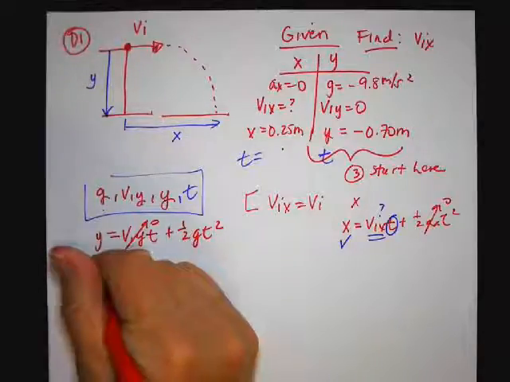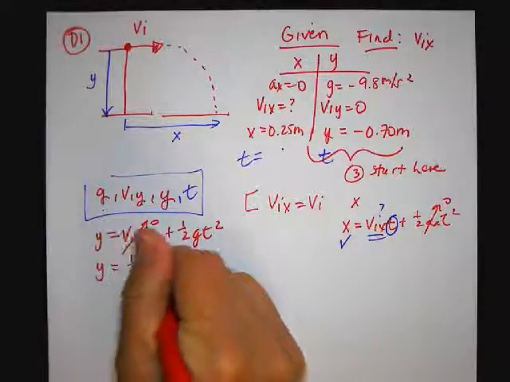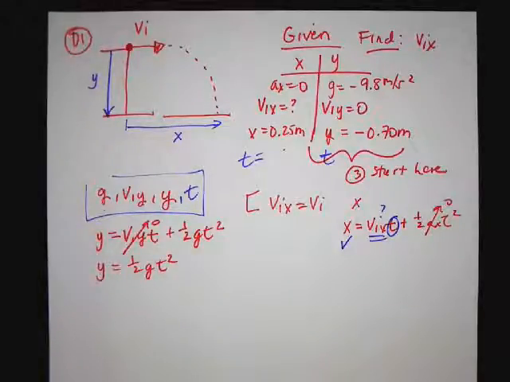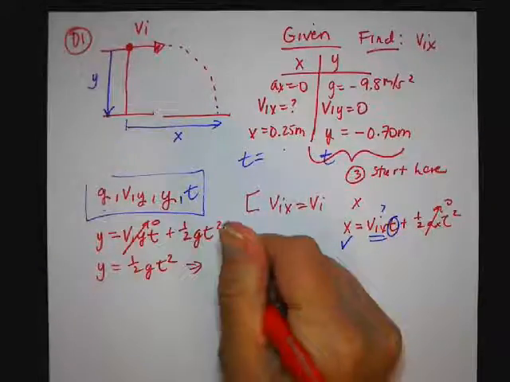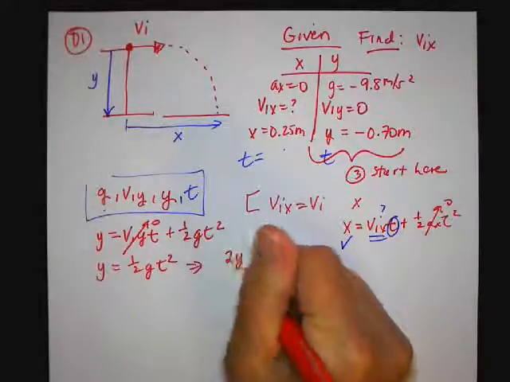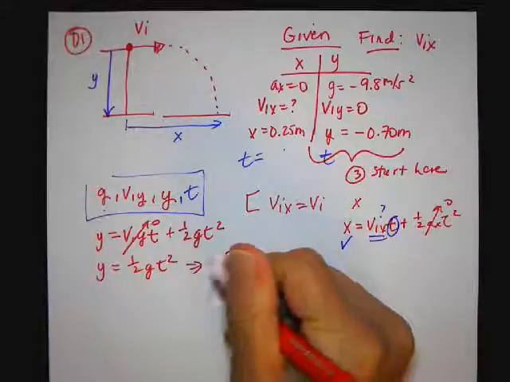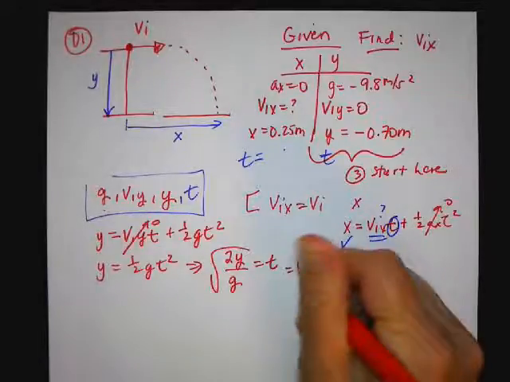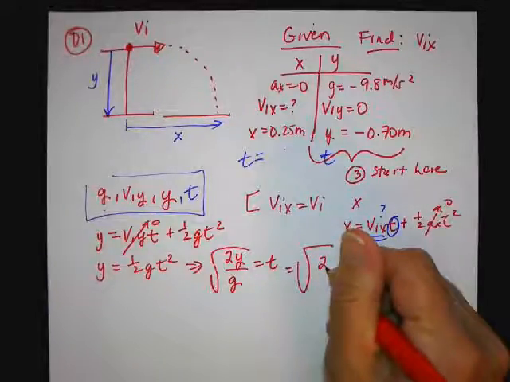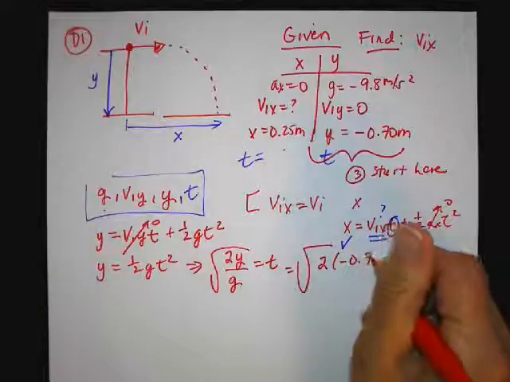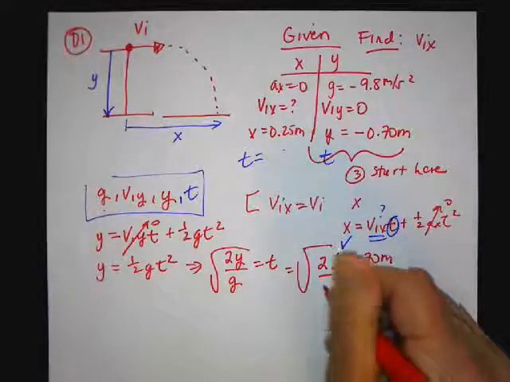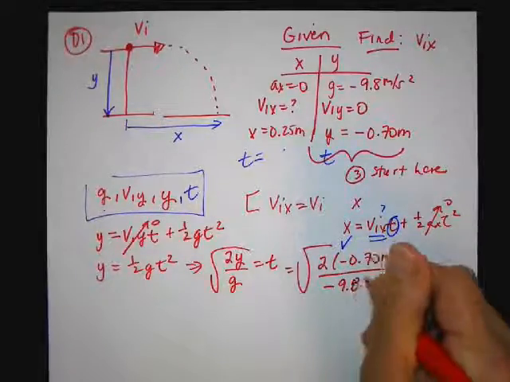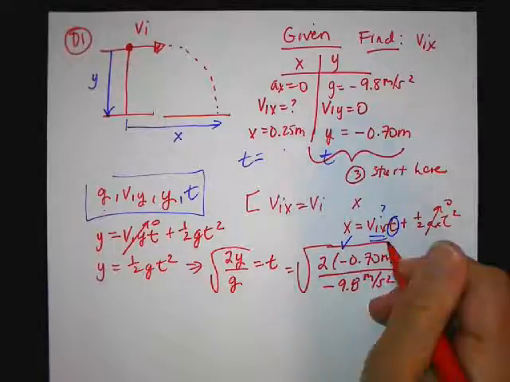I'm going to rearrange the equation to solve for the unknown in terms of the known before I substitute and solve. So I'm going to multiply both sides by 2, divide both sides by g, and then take the square root of both sides, and that's equal to t. So now I'll substitute in my values: 2 times negative 0.7 meters divided by negative 9.8 meters per second squared. Now the negative in the numerator cancels with the negative in the denominator.